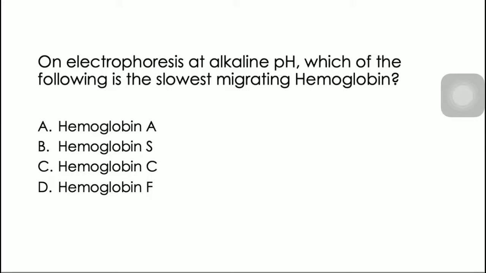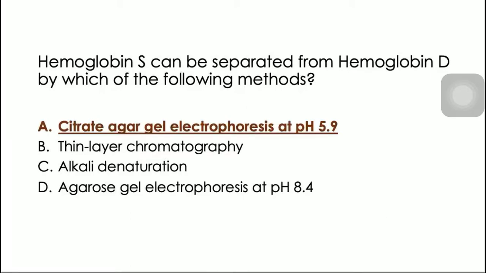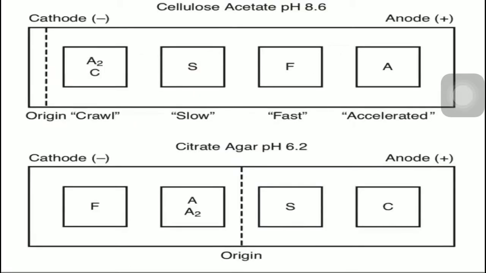Okay, on electrophoresis, at alkaline pH, which of the following is the slowest migrating hemoglobin: hemoglobin A, hemoglobin S, hemoglobin C, or hemoglobin F? So, alkaline pH, that is under cellulose acetate at pH of 8.6. Balikan po ulit natin doon. Kanina, ating choices, is it hemoglobin A, hemoglobin S, hemoglobin C, or hemoglobin F? So, ang A, ito siya. Okay? Si S, nandito siya.